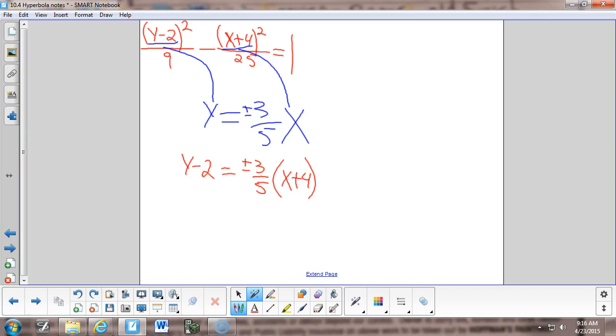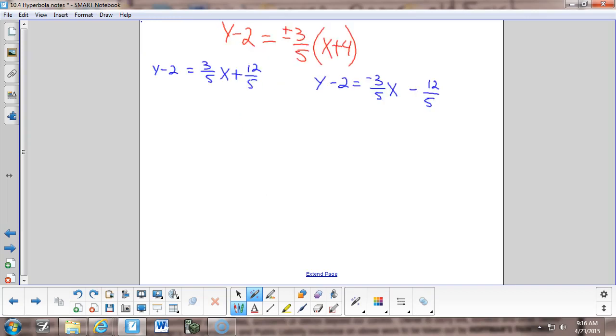You can't just distribute the positive 3/5 and then at the end change it to plus and minus. You have to do them as 2 separate problems. And I've said that 3 or 4 times now, and I'm convinced that there will be 1 or 2 of you who will do them as 1 problem and at the end just try to make it plus or minus. It just doesn't work that way.